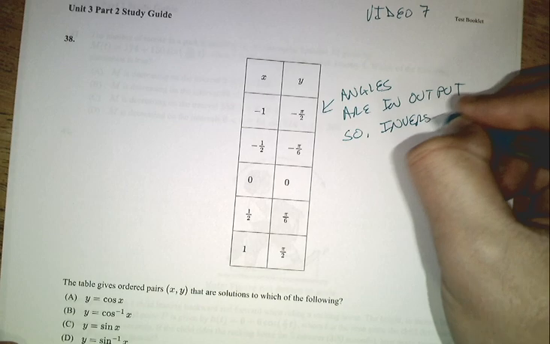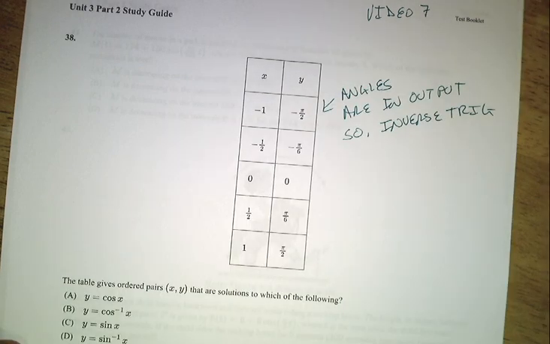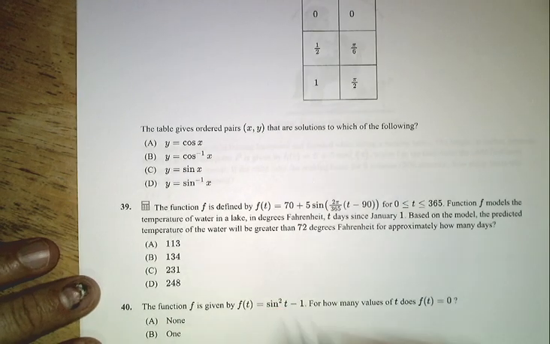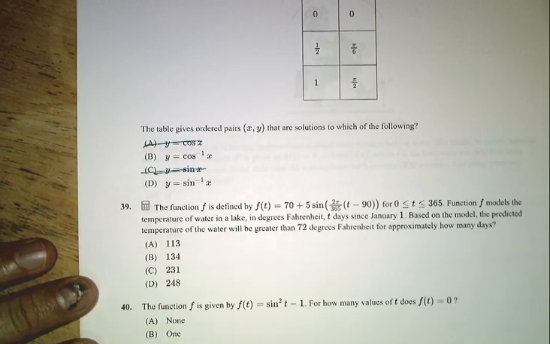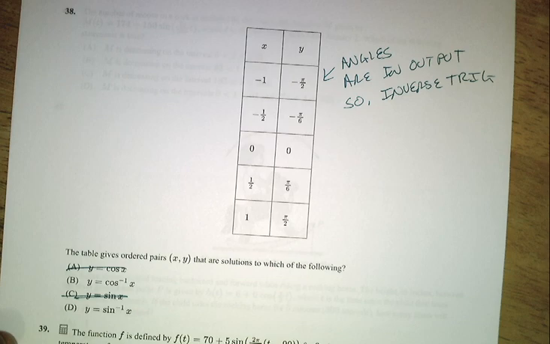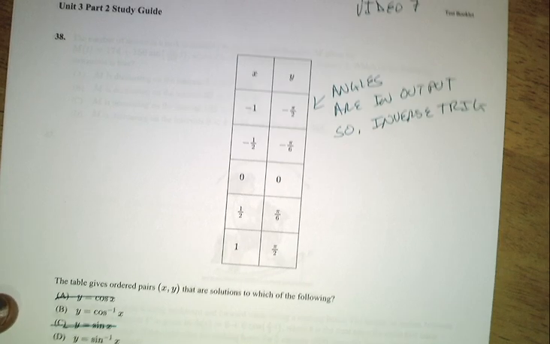inverse trig. Angles in the output, inverse trig. I can now rule out my non-inverse trigs. A and C are off the table. Now we need to figure out, is it sine or cosine for inverse trig?